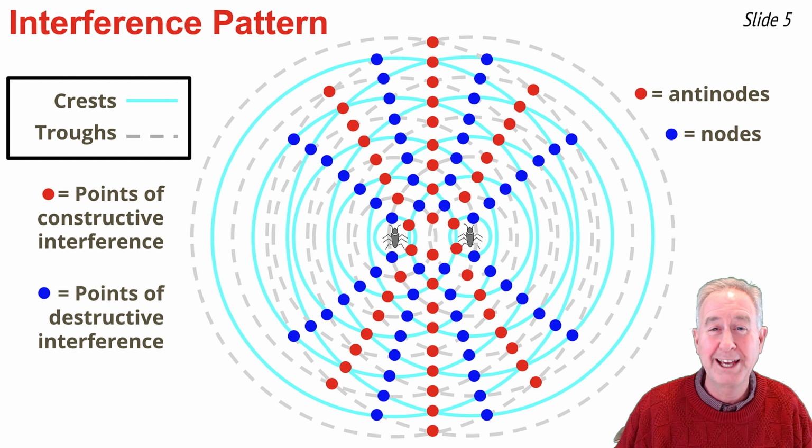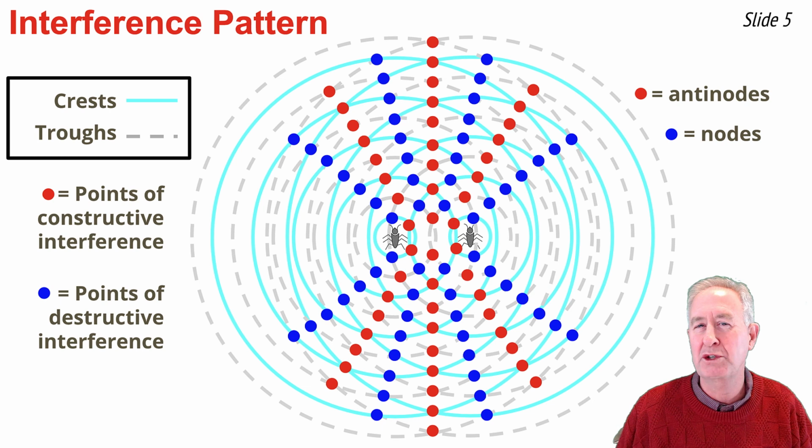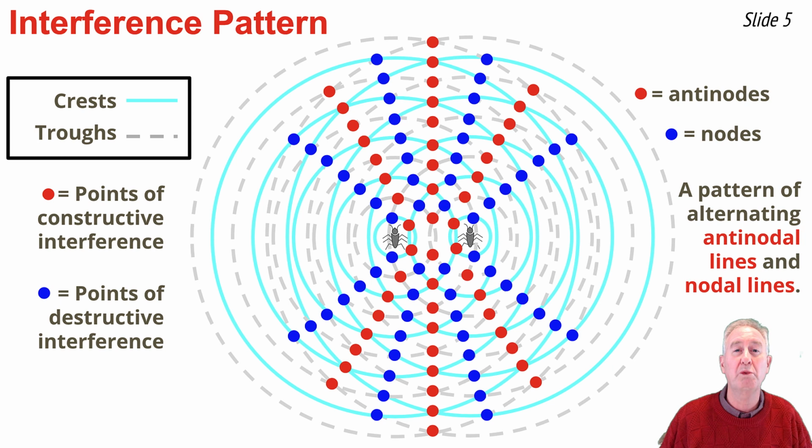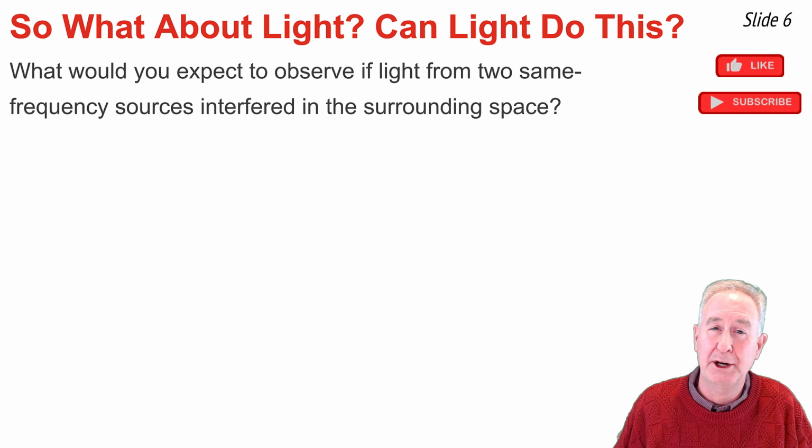And you'll also notice that the red dot locations lie along relatively curved lines as well, with the exception of the straight line in the exact center. And we refer to those lines as antinodal lines. So when we analyze a two-point source interference pattern, what we're observing is a pattern of alternating nodal and antinodal lines.